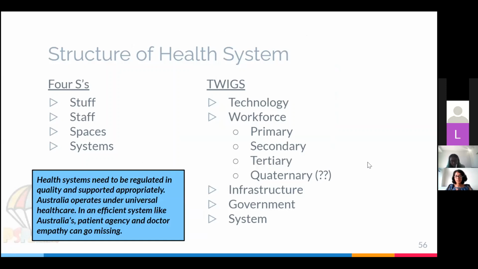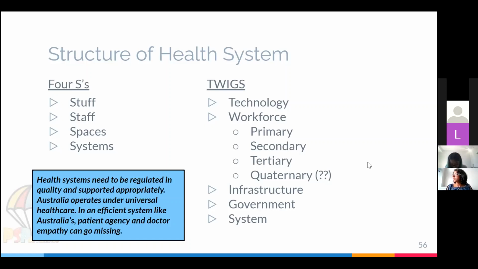So, structure of the health system. There are 2 different ways that I've seen we can express it, but let's go through both of them anyway. So we have the 4 S's, which are stuff, staff, spaces, and systems. They are the key components of any health system.